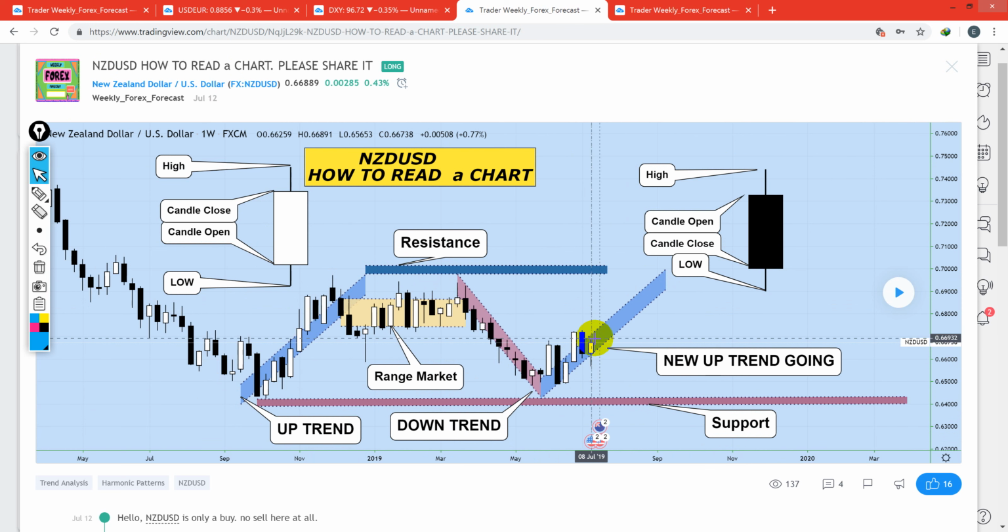The New Zealand dollar is going to break this resistance level and it's going to go up. It's going to go up to 72. Now we are at 66. So we're talking about 500 pips up in 4 or 5 months. So the New Zealand dollar in the long term is going up, not going down.